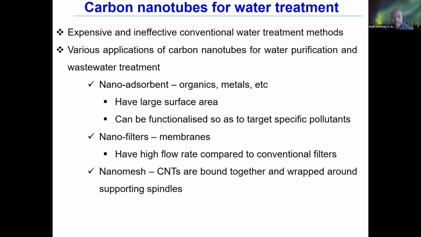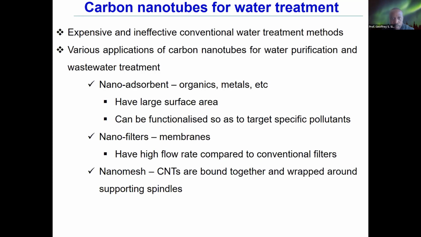So based on that, what we also notice is at the moment, we have quite expensive conventional and other methodologies that are used for water treatment. So the view for this study was to see whether carbon nanotubes could be used for water treatment instead of the currently existing processes, which are quite expensive.